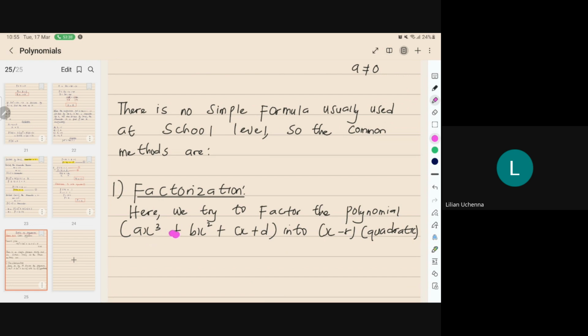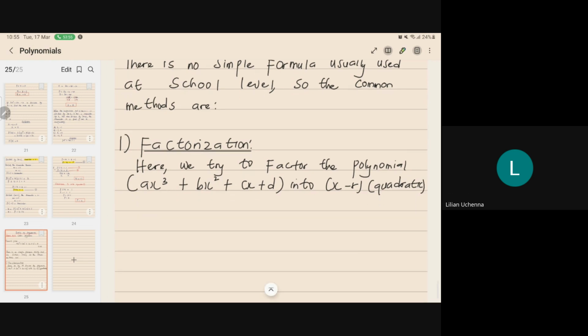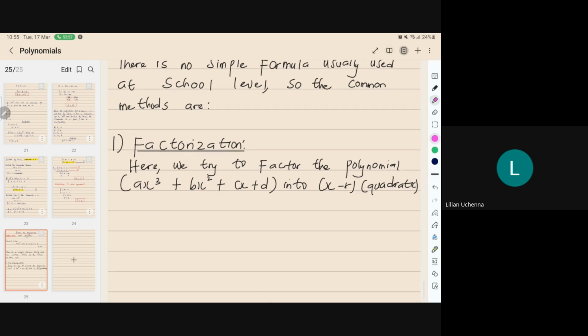This is a cubic polynomial. So if you are trying to factorize, you're going to find a way to factor the polynomial into two things. You have a linear polynomial, that's degree 1, and you have a quadratic polynomial, so that when you multiply both of them, they still give you a cubic polynomial. Then we solve the quadratic part.